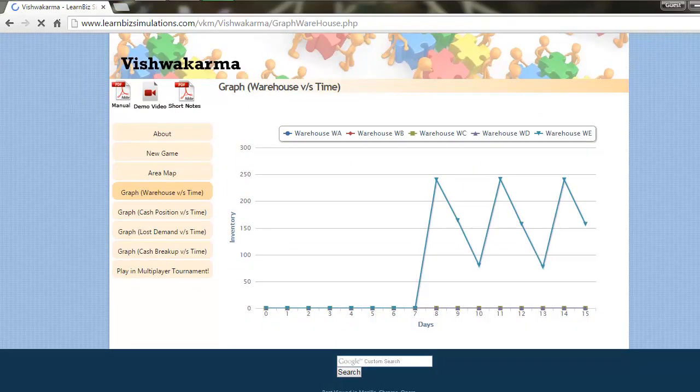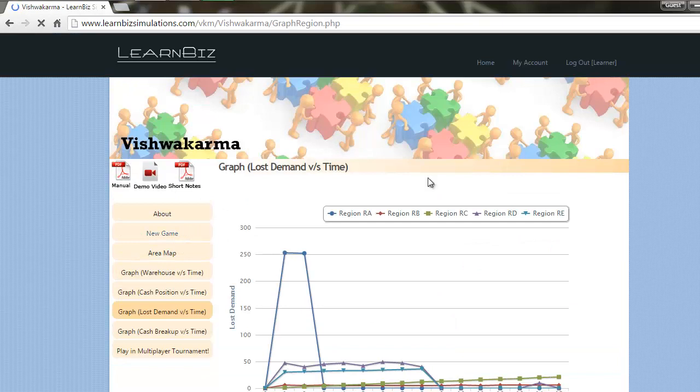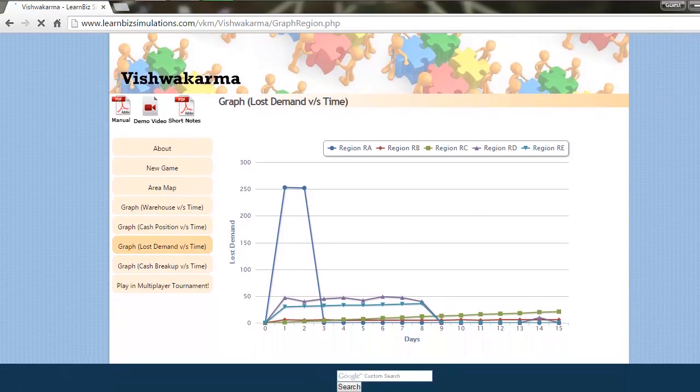Graph lost demand versus time. This graph tells us about the sales loss in each of the regions, and it is evident from the initial spikes that there was sales loss, but with the decision to address regions E and D, we were significantly able to address this issue.